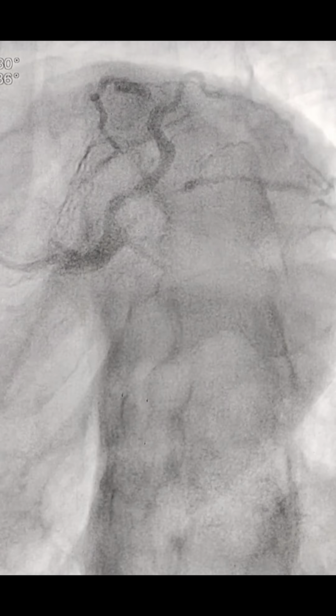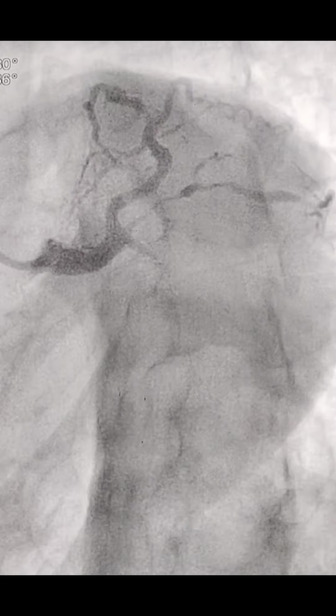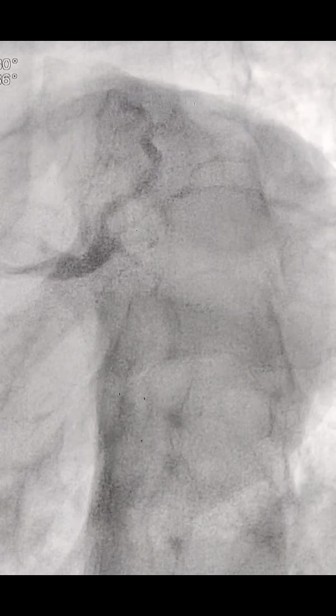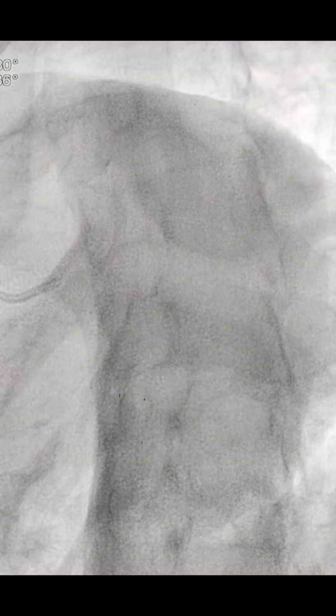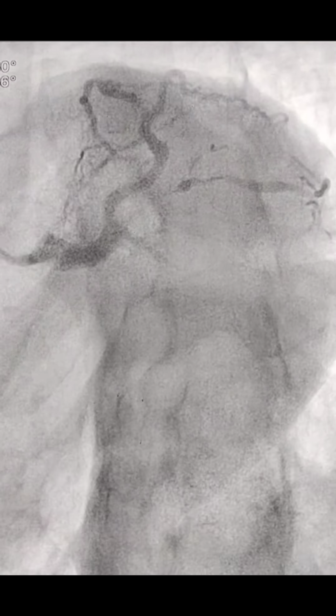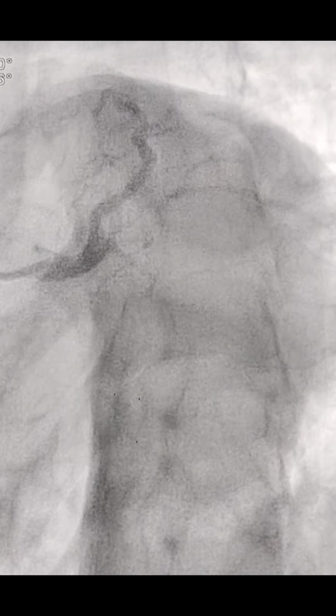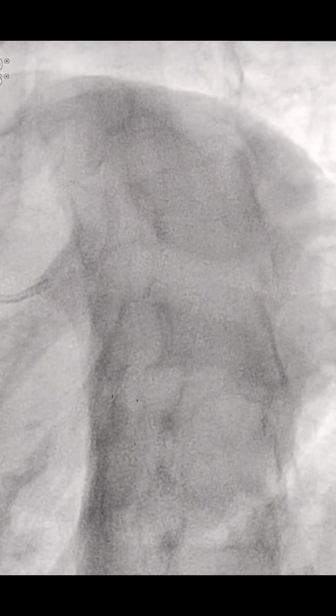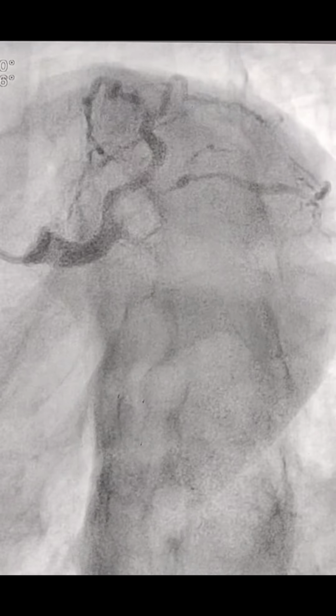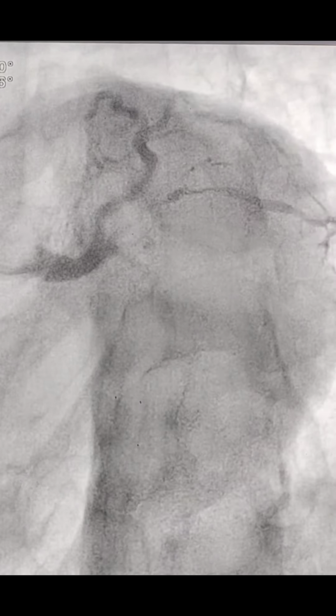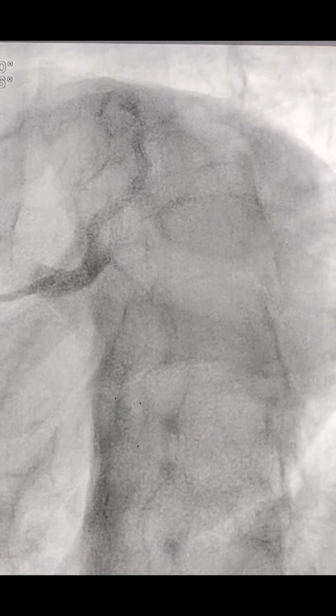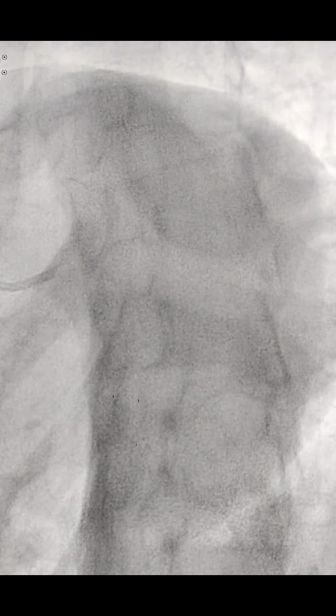So you can see how bad the coronary arteries of this young male are, and obviously we have advised CABG for this patient. We gave the option of multivessel PTCA, but CABG is the first choice, so they agreed for the CABG. And this is the angiogram of this young patient. Kindly post your plan of management for this patient.